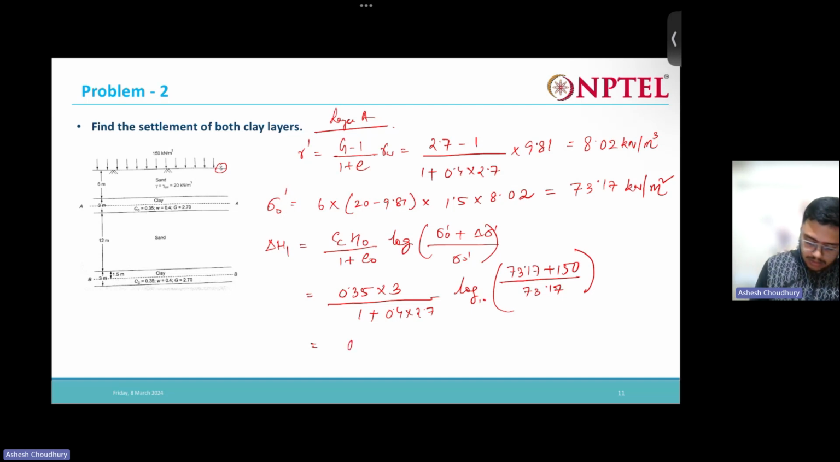This will come as 0.2. Okay, that was for layer A. Now let us come to layer B.